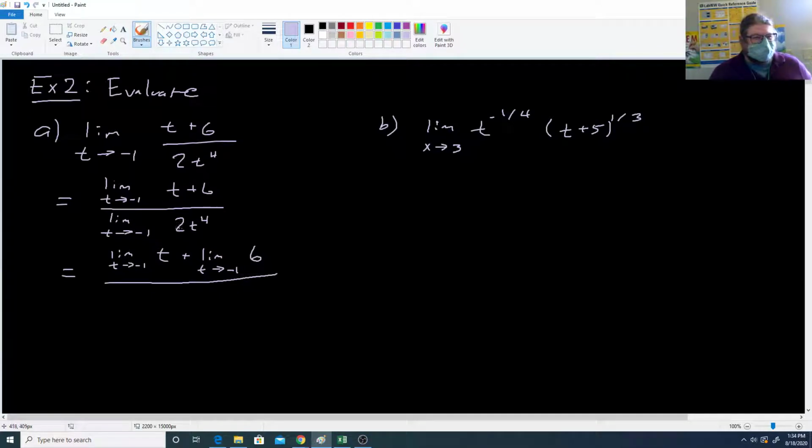In this one, we're going to use the constant multiple law to push the 2 out front. And then I'm going to use the power and roots law to let me pull the limit inside the fourth power. So the 2 is out front, and I'm kind of combining two steps here: pushing the 2 out front of the limit, which is a constant multiple, and then pulling the limit inside the power.